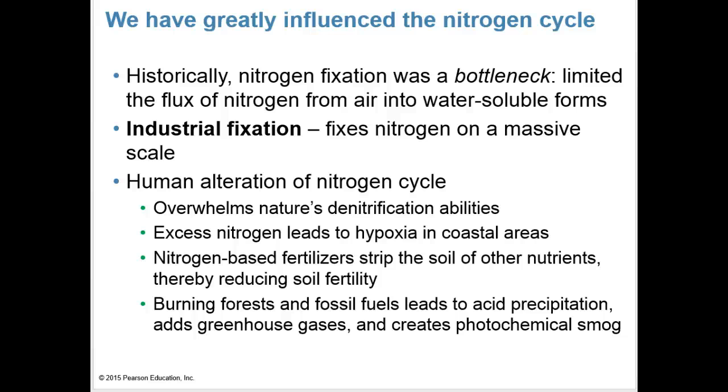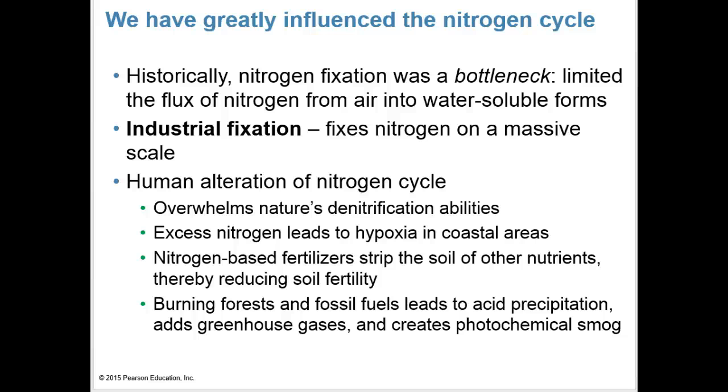Historically, nitrogen fixation was a bottleneck, meaning there is a lot available in the atmosphere, but only limited amounts were fixed to be made useful to ecosystems. But with industrial fixation, where humans can fix nitrogen on a massive scale synthetically, we've added so much nitrogen to our ecosystems and have really altered our nitrogen cycle on Earth. This overwhelms nature's denitrification abilities, meaning it's hard for organisms like the bacteria that can put it back to the environment to keep up.